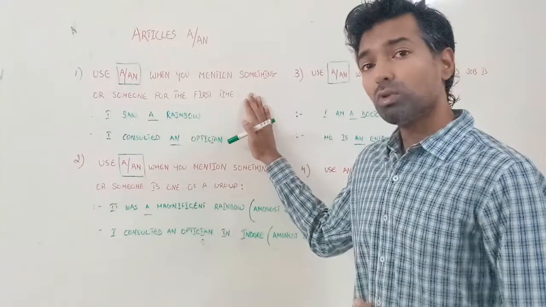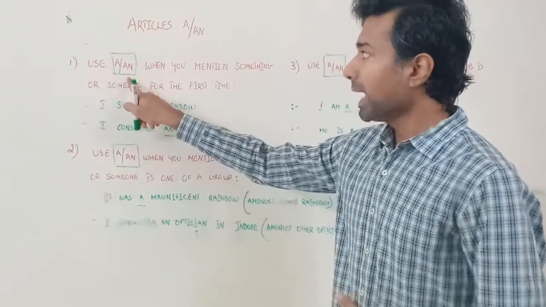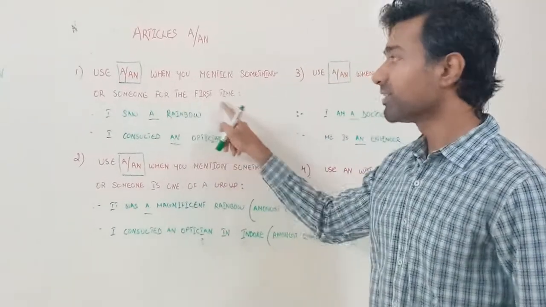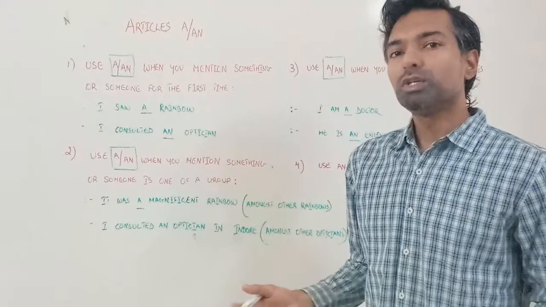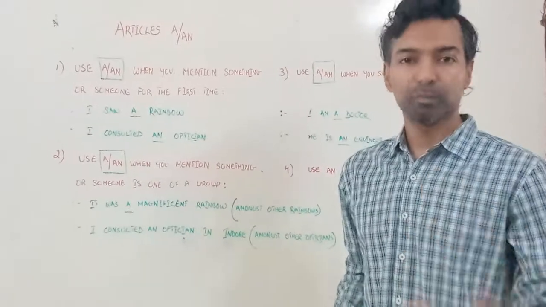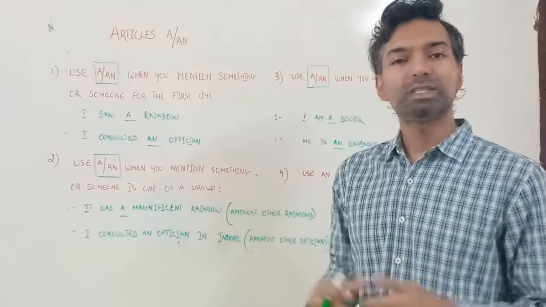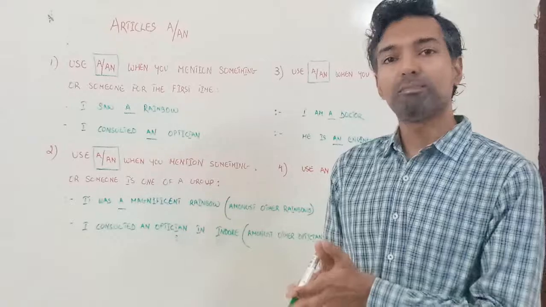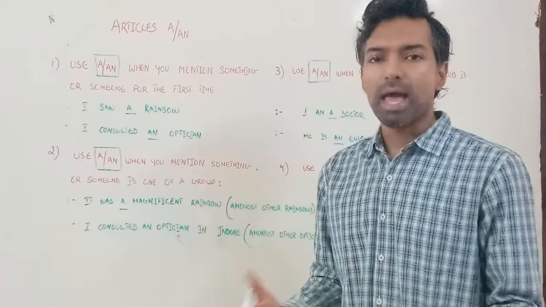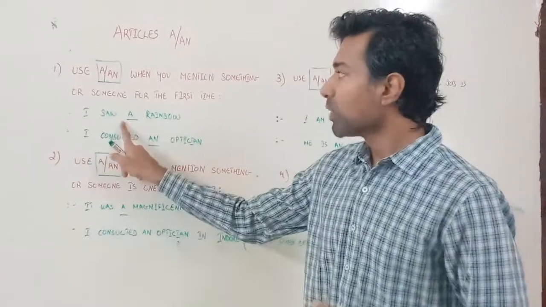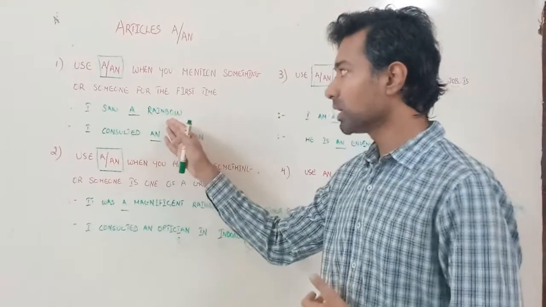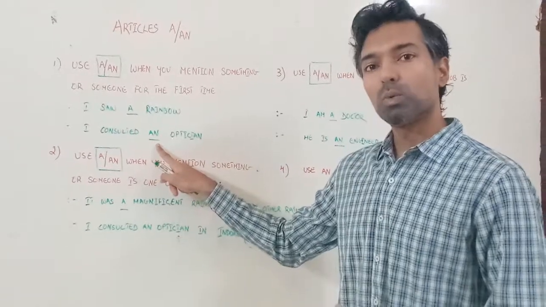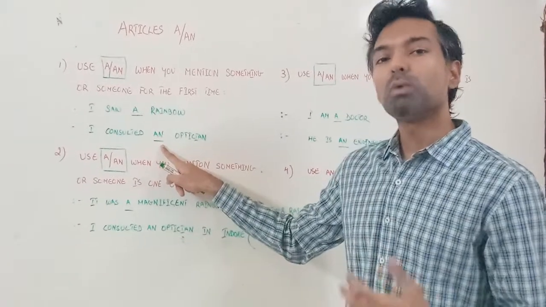The very first rule talks of using a or an when you mention something or someone for the very first time. So if you have a sentence to express your feeling or something which is going on in your head, and that is the very first sentence you have put up, use a and an. Logically, a would sit with a word which starts with a consonant, and an would sit with a word which starts with a vowel.